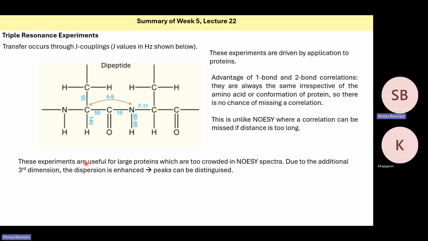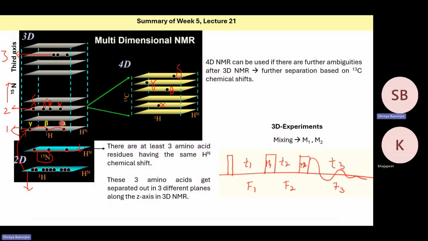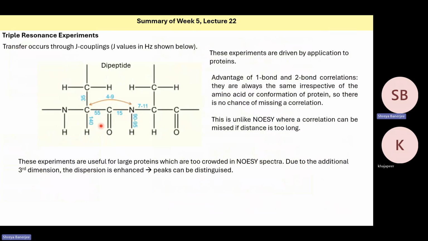Now, these experiments are useful for large proteins which get too crowded in the NOESY spectrum. If you see the 2D spectra that I talked about, if it is getting too crowded, we do the 3D NMR so that the crowdedness can reduce and you can easily distinguish between the peaks. That is what this point is saying: in large proteins, the 2D spectrum is very crowded. So the 3D spectrum is done because the cross peaks will get dispersed in the third dimension, and then you can easily identify the cross peaks.